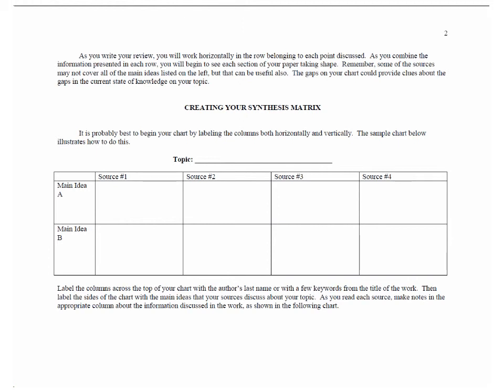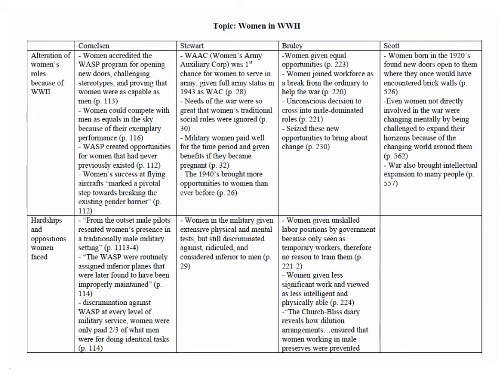The synthesis matrix puts sources on the horizontal axis and main ideas on the vertical axis. Be sure you clearly identify each source on the horizontal axis so you don't accidentally lose track of something later on. If we look at the example matrix here, you'll see what it can look like.